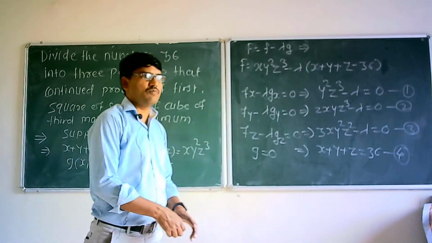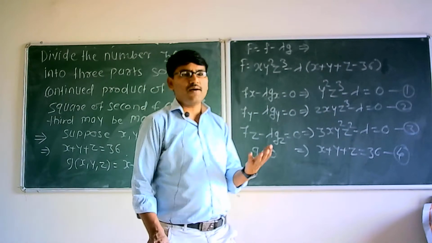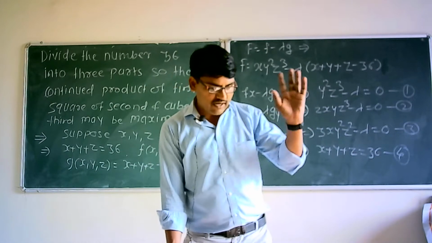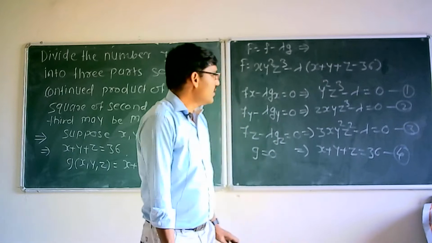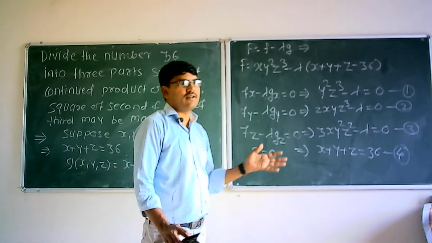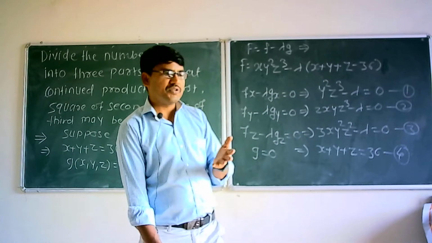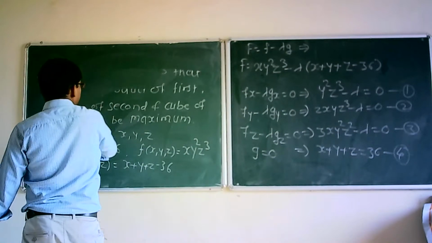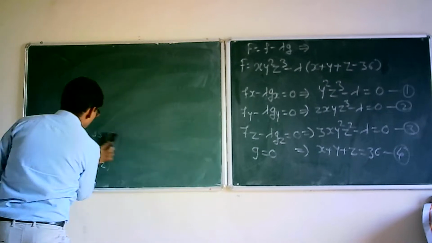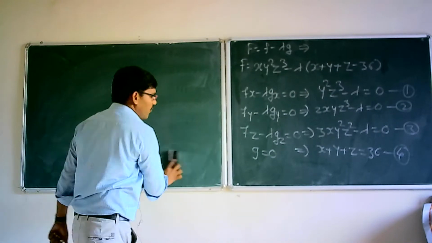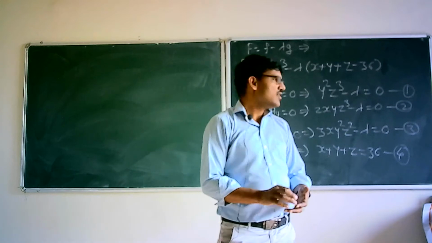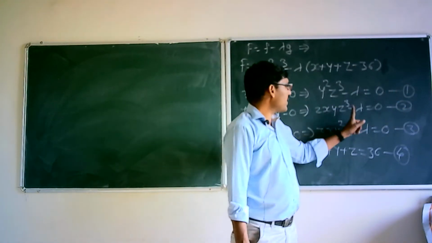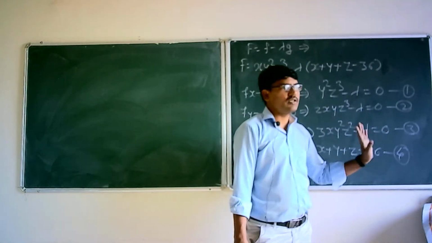So by using equations 1, 2, 3, 4, we are going to obtain some relation between x, y, z, or we are going to find the value of lambda. There are two ways: you can find the value of lambda, or you can find a relation between x, y and z. I am going to discuss both methods. You can use any logic to solve these four equations for x, y, and z. So the first logic is: multiply the first equation by x, the second equation by y, and the third equation by z.